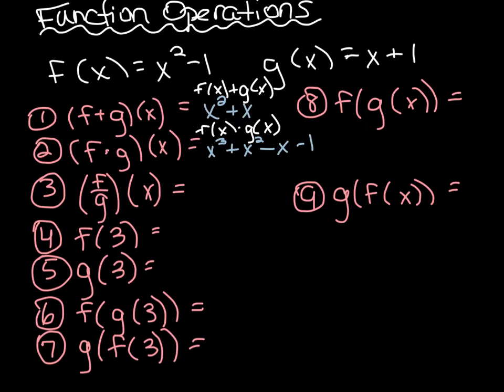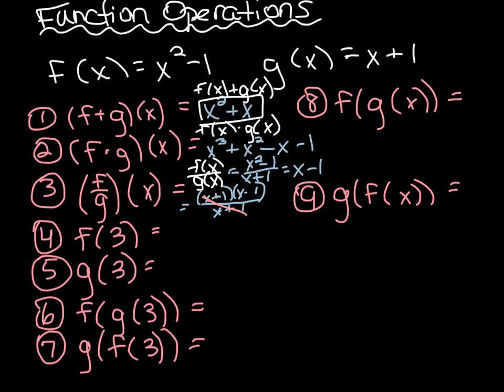F divided by g of x is the same thing as saying f of x over g of x, or f of x divided by g of x. In this case, that's going to give us x squared minus 1 over x plus 1. And we need to rewrite the top in factored form so that we can simplify. So that would actually give us x plus 1 times x minus 1, because it's the difference of two squares, over x plus 1. And then the x plus 1 will cancel out, and we'll get that the final answer here is going to be x minus 1.